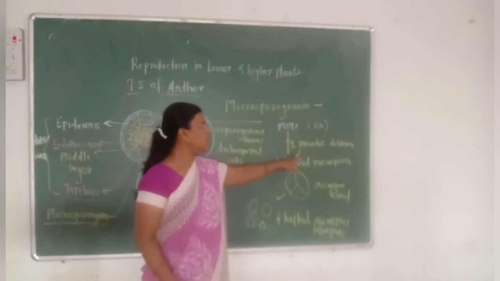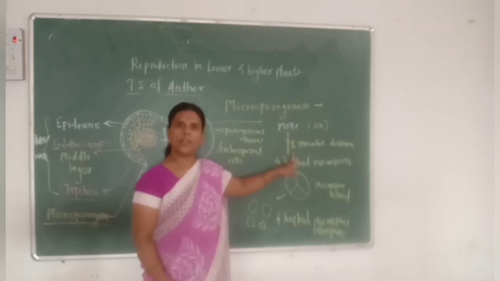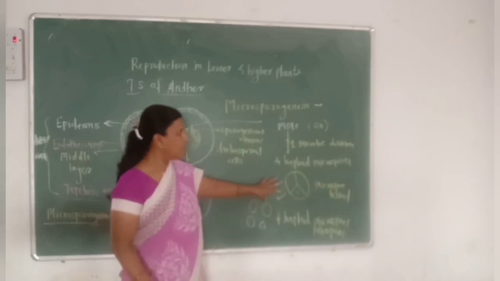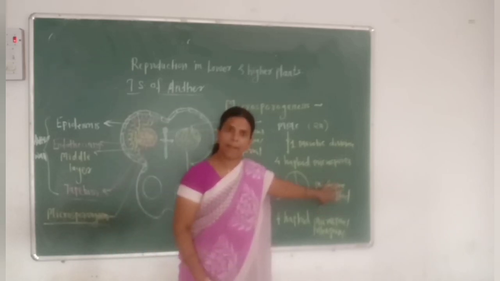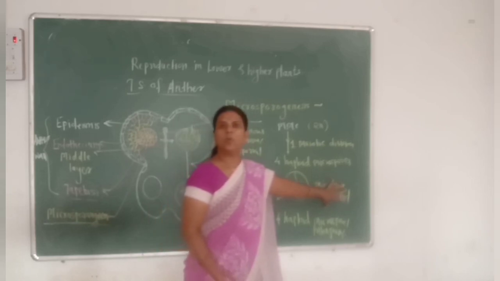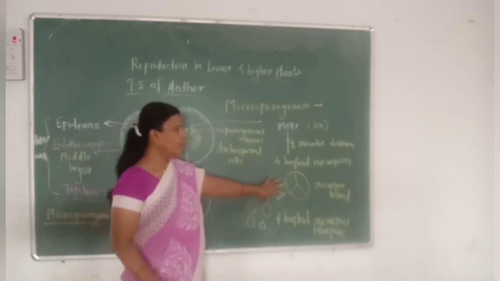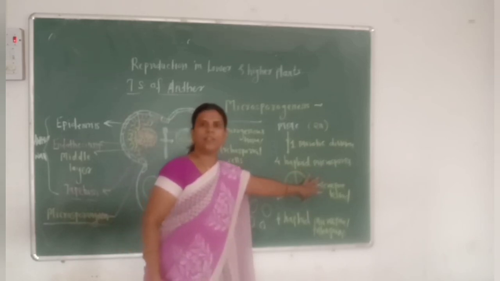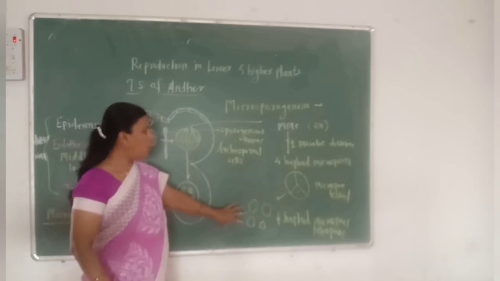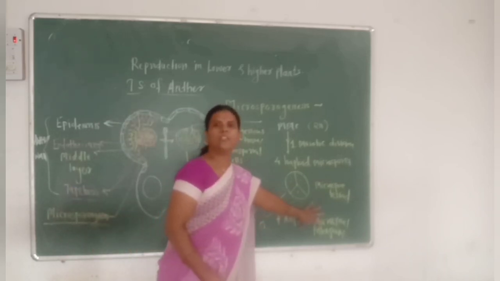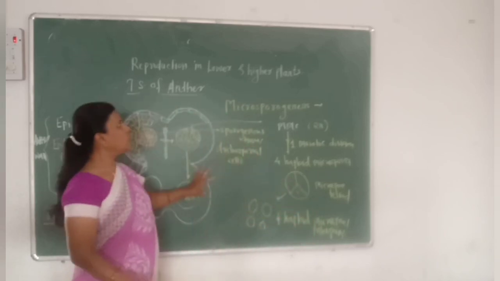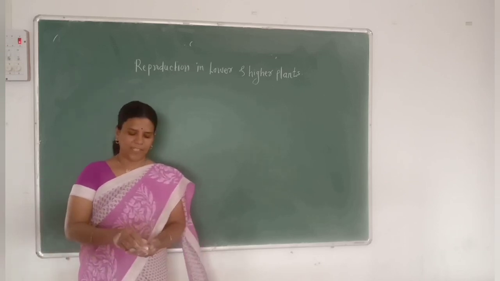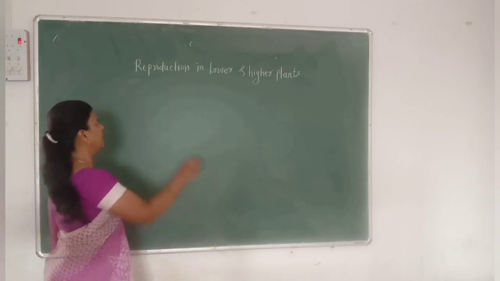This microspore mother cell undergoes one meiotic division to form 4 haploid microspores. As they are arranged in a tetrahedral manner, they are called a microspore tetrad. And as maturity begins, the microspore tetrad gets separated to form 4 haploid pollen grains or microspores. It is actually the process of microsporogenesis. Now let us study the structure of pollen grain.